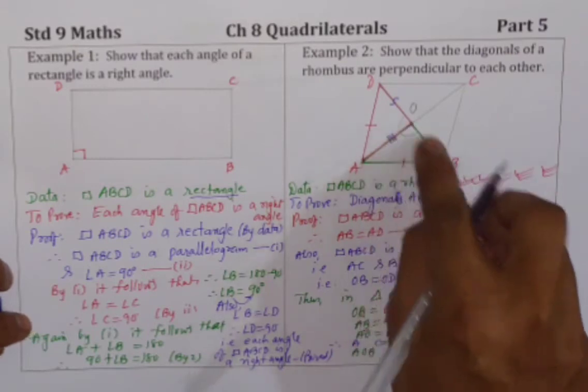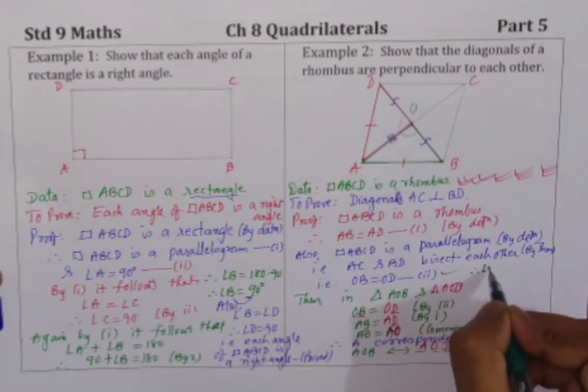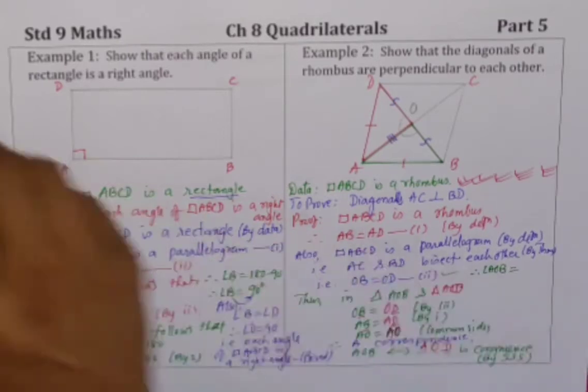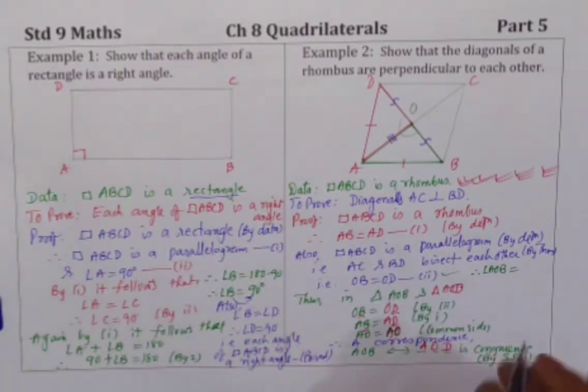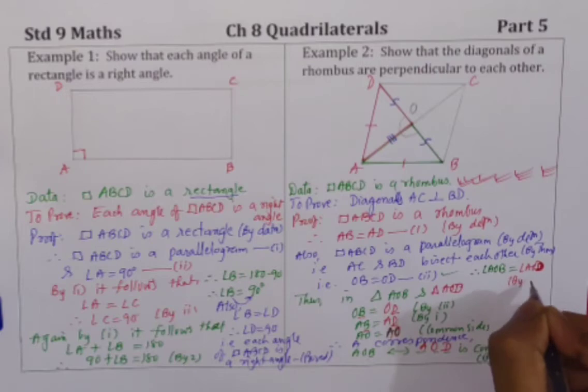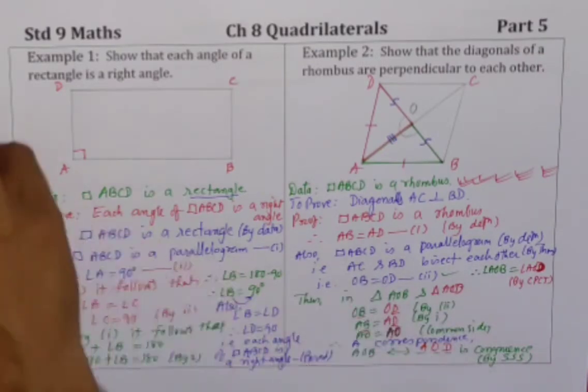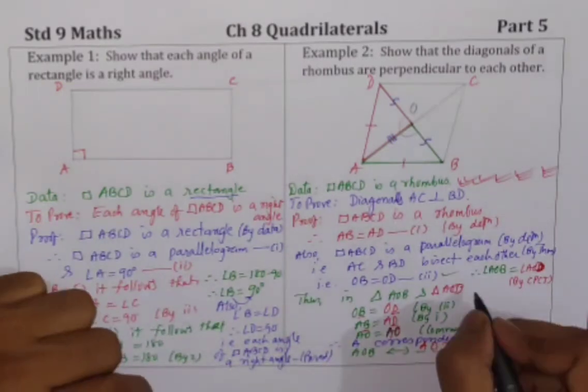Children, what do we need? This angle and this angle. Therefore, green angle. Therefore, angle AOB is equal to angle AOD, in the same order, angle AOD. This is AOD, by CPCT. All right.